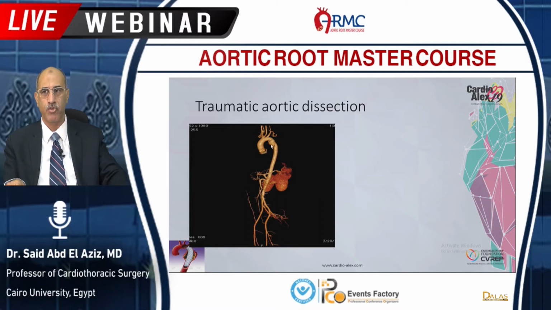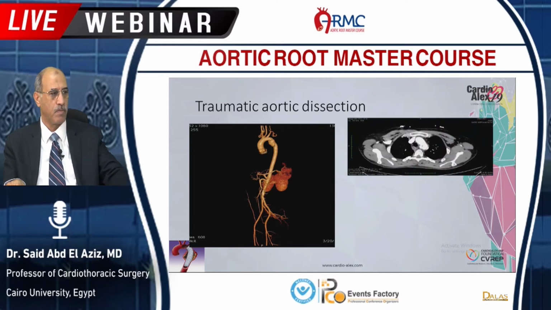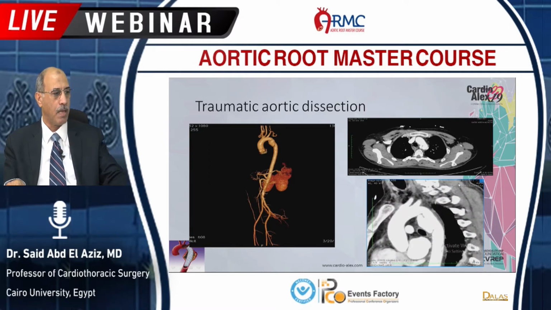It is a localized disruption of the intima at the isthmus of the aorta, just distal to the left subclavian artery. This is a 3D view of this patient, this is the cut section view, and this is the sagittal view. All of these are the same patient.